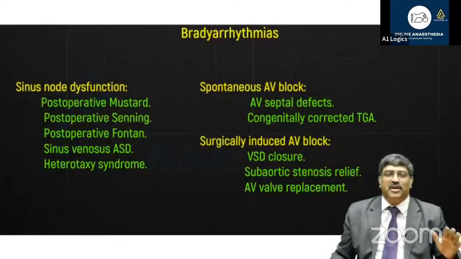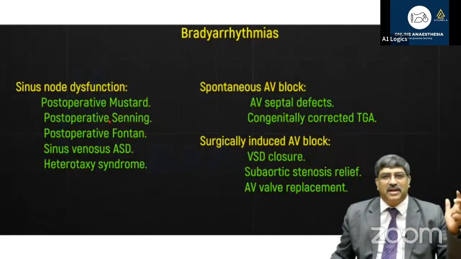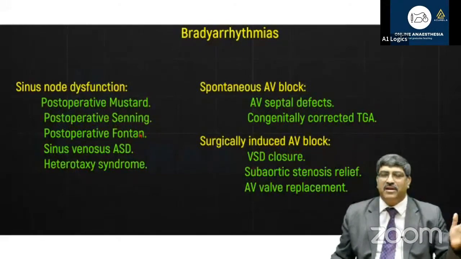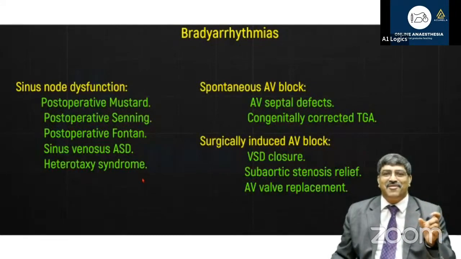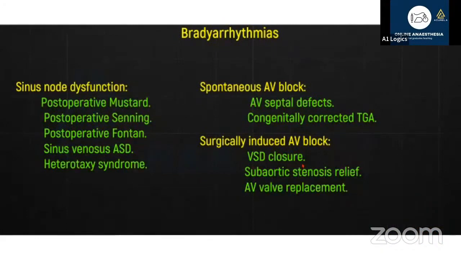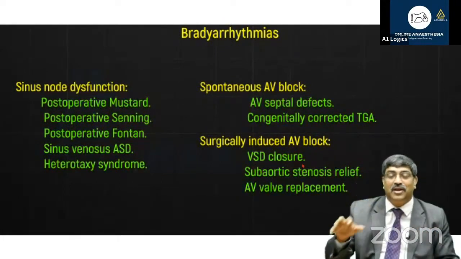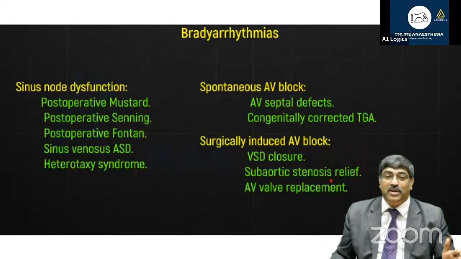And bradyarrhythmias, whenever you do surgery around the right atrium, sinus node dysfunction happens. It can be with Mustard, Senning, Fontan, sinus venosus ASD or heterotaxy syndrome. Spontaneous AV block can happen with AV septal defect and congenitally corrected transposition of great arteries. Surgically induced AV block, whenever you do a VSD closure around the membranous septum, there is a conduction system, so it can induce an AV block. Subaortic, left ventricular outflow tract, left bundle might be damaged, it can lead to an AV block, and aortic valve replacement.